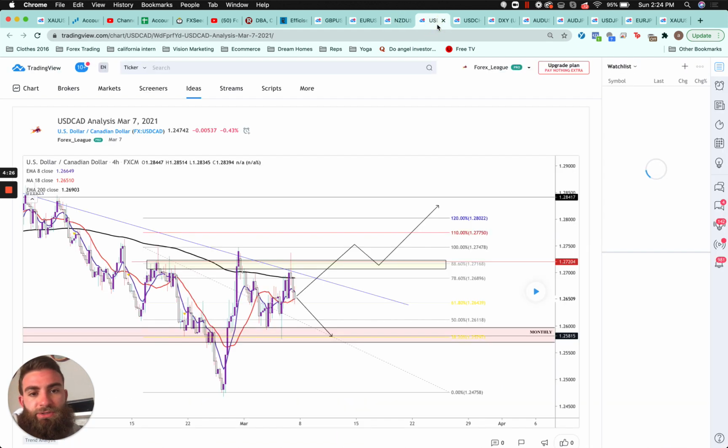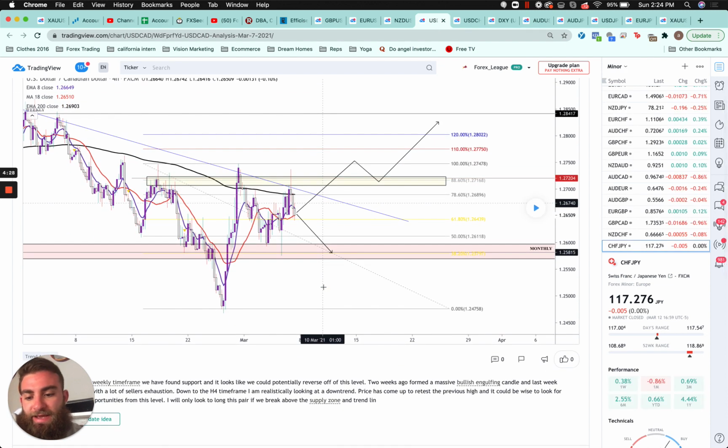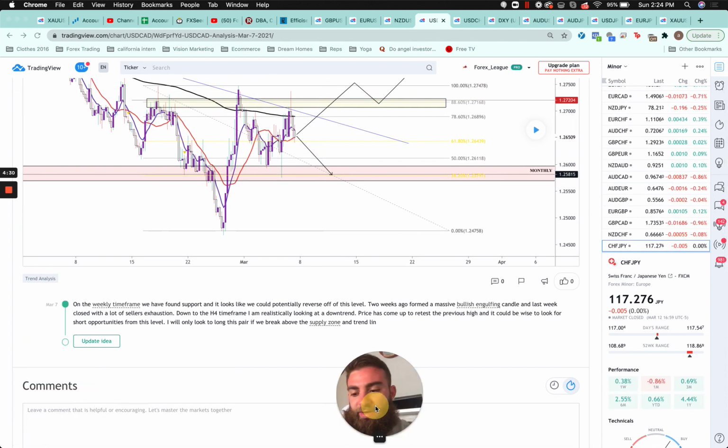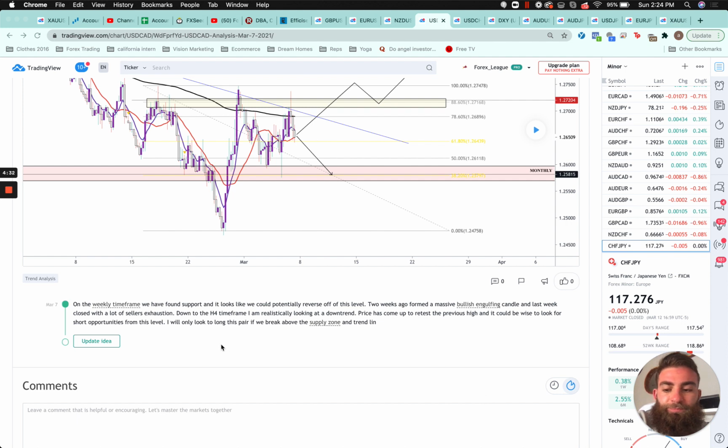So let's go now to USDCAD. On the weekly time frame, I'm going to move this over. On the weekly time frame, we have found support, and it looks like we could potentially reverse off of this level. Two weeks ago, formed a massive bullish engulfing candle, and last week closed with a lot of sellers exhaustion.